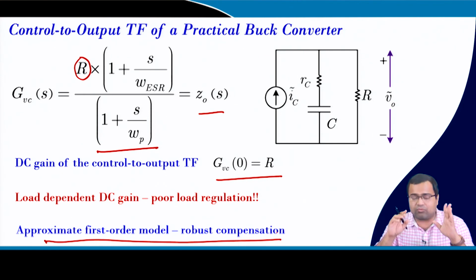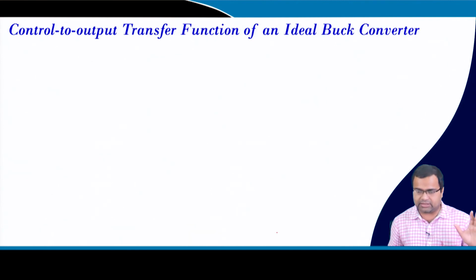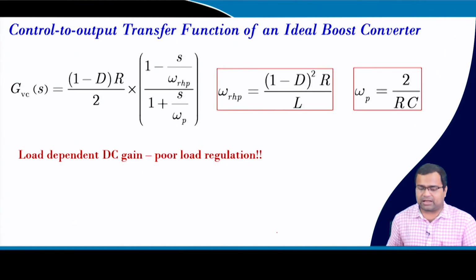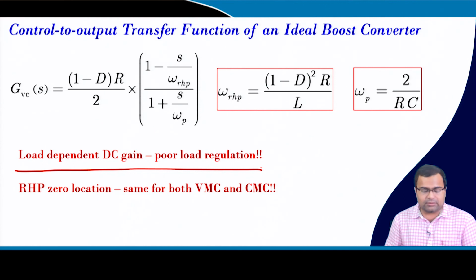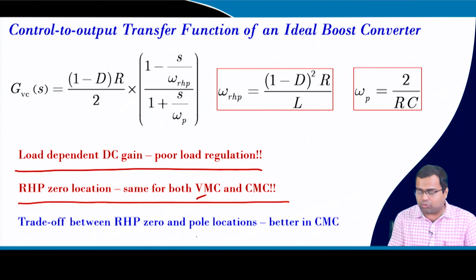In fact, I will show you one case study. In voltage mode control, mathematically we can get a closed loop first order response, but that response is not valid even beyond a certain bandwidth range, whereas in current mode control, the first order response can be valid over a wide range, that also I will show. So, the control to output transfer function of an ideal buck converter we can derive, and we can derive it for an ideal boost converter too: the RHP zero, the load dependent DC gain, poor regulation. The RHP zero location is the same for both voltage mode duty ratio control and current mode control, and the trade off between RHP zero and pole location is better.